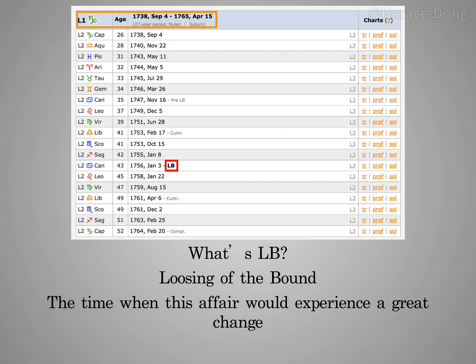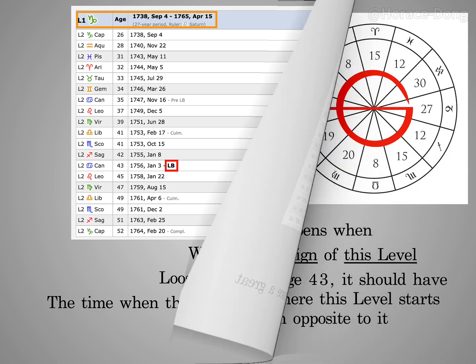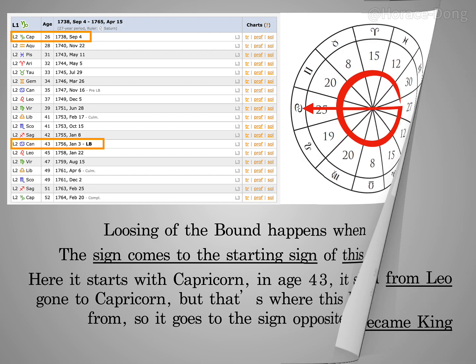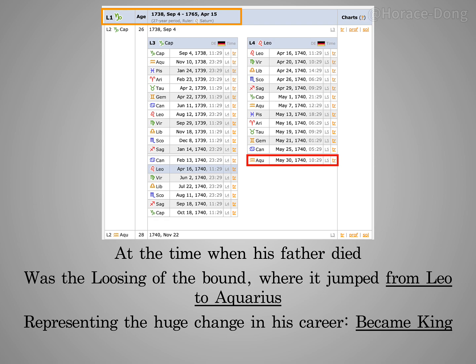Now you might have noticed some strange little suffixes here, like LB. What is that? Well, that means losing of the bound, the time when this affair would experience a great change. The losing of the bound happens when the sign comes to the starting sign of this level. Here it starts with Capricorn. In 843 it should have gone to Capricorn, but that's where this level starts from, so it goes to the sign opposite to it. Here we can see that the time when his father died was a losing of the bound, where it jumped from Leo to Aquarius, representing the huge change in his career: he became a king.